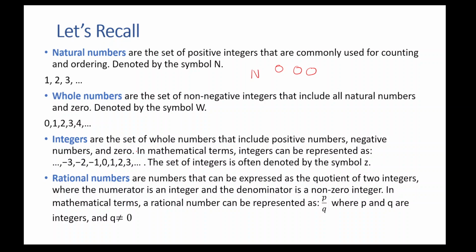Integers are the set of both whole numbers as well as negative integers. So here, negative numbers -3, -2, -1, 0, 1, 2. The set of integers is represented with Z.